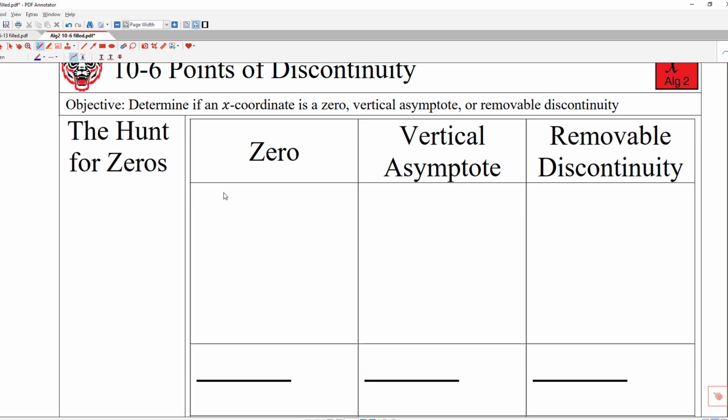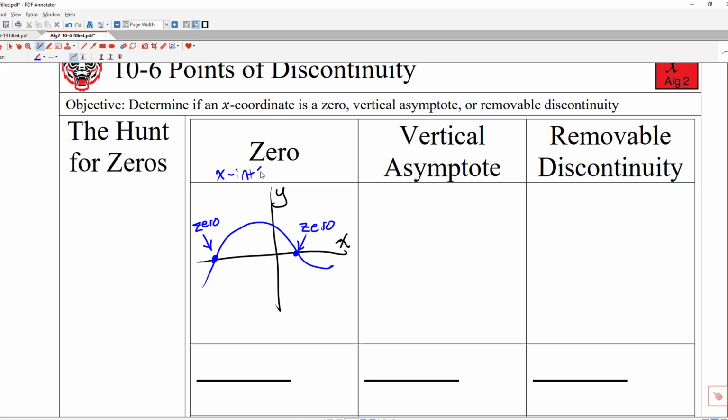Okay, so let's talk about those three different types of discontinuities. I'm going to go ahead and show you a picture or a graph of what a zero looks like. Say you have some set of axes, so let's do our x and our y. You don't have to label them, but x and y, right? A zero means that I'm going to have some sort of function that passes through the x-axis. So this is a zero right here, and this is a zero right here. Another name for a zero is an x-intercept. So we know how to find those.